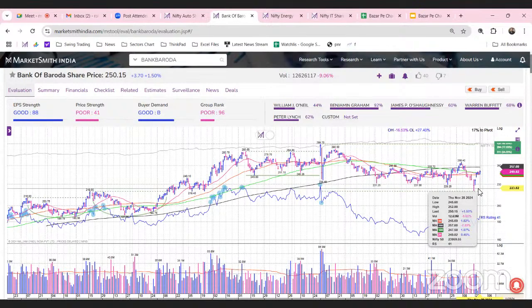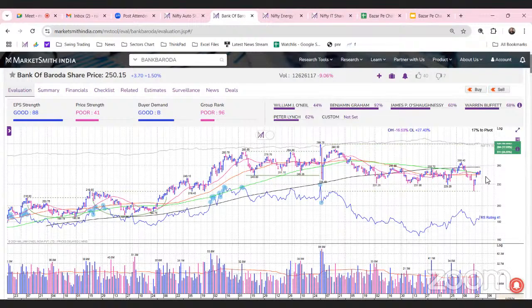If it reclaims that level with above average volume, that will be a positive sign. We might enter there. Or if you want to take an aggressive call, which we would not like to say, because 200 might act as a resistance as well. So it is a matter of time. You have to monitor the stocks very carefully.